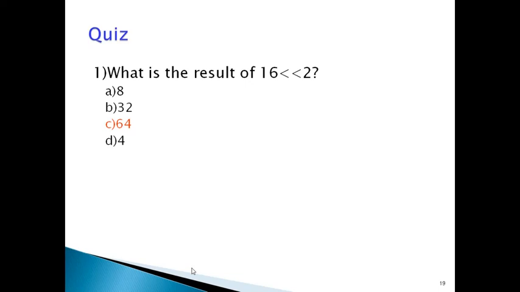Whenever you perform the left shift operation, the value is raised by 2 times. If you perform left shift operation for 32, then the value becomes 64 one time. If you perform two times, then the value becomes 128. The second question, what is the result of 16 right shift 2?